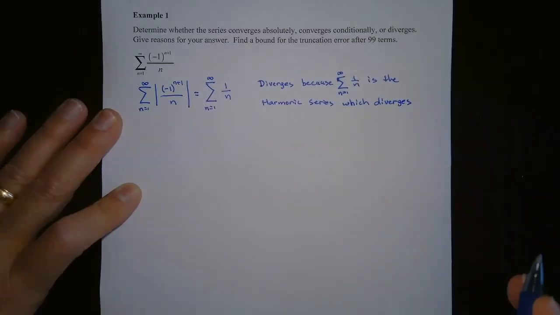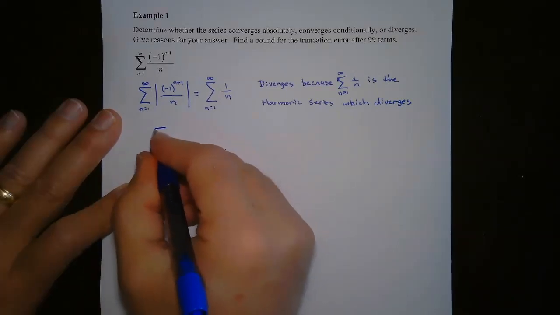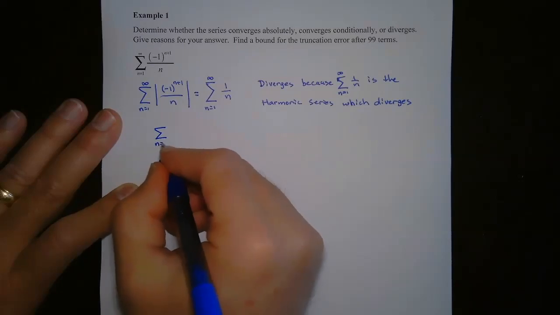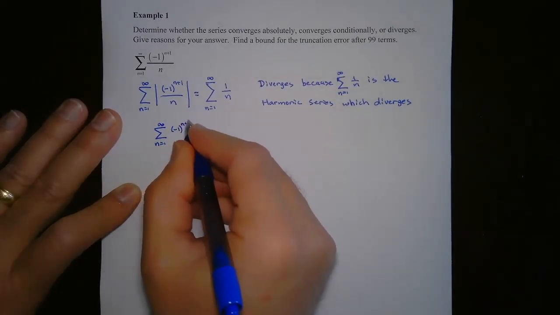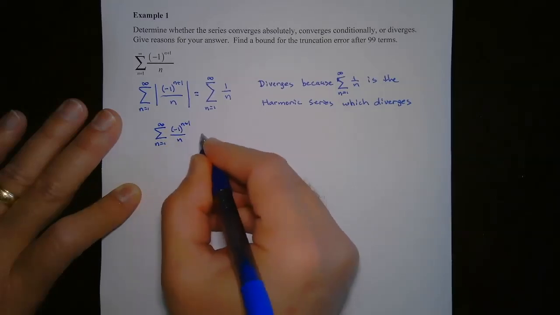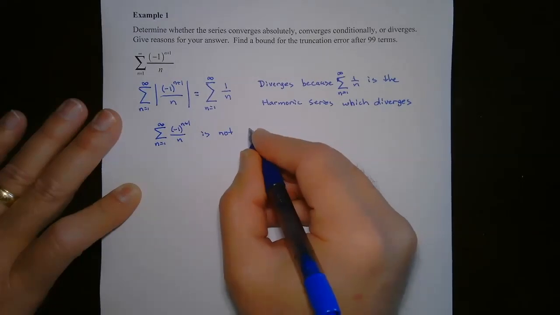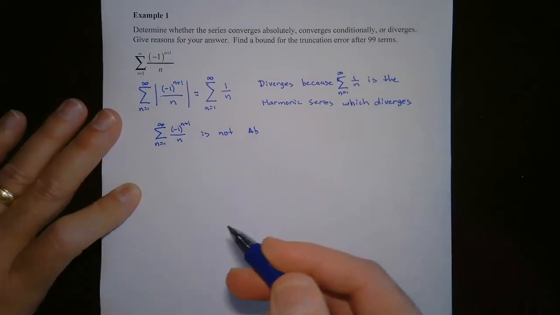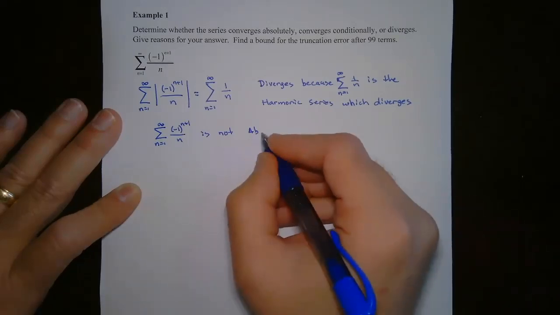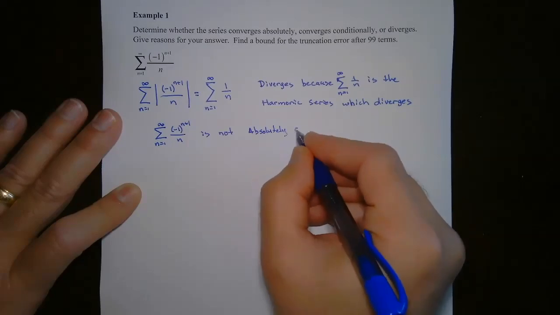So what we know is that this series is not absolutely convergent. I'm going to write that: the sum from n equals 1 to infinity of -1 to the n plus 1 over n is not absolutely convergent. Or you could also say it does not converge absolutely.